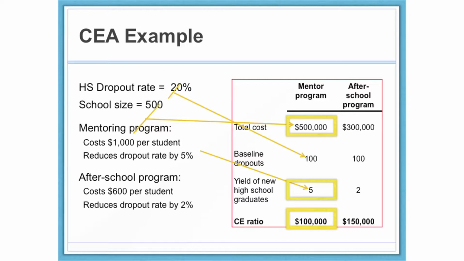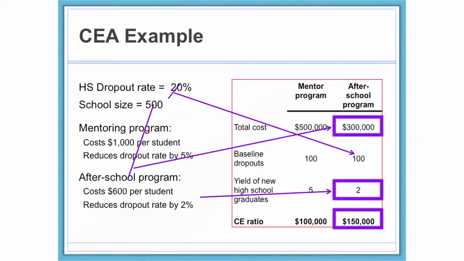And then the after school program, we said was $600 per student. Somebody did an evaluation of that, found that it reduced the dropout rate by 2%. The program costs 300,000 scaled to the right size of the school. We've got 100 dropouts, it's the same baseline dropout rate, and we've got 2 new graduates out of this 100 dropouts. We spent $300,000 in total, so our cost effectiveness ratio is 150.